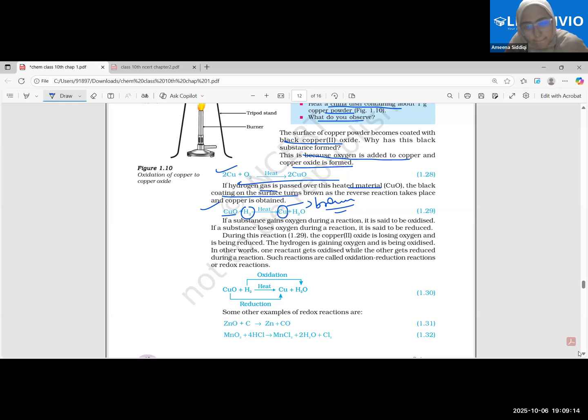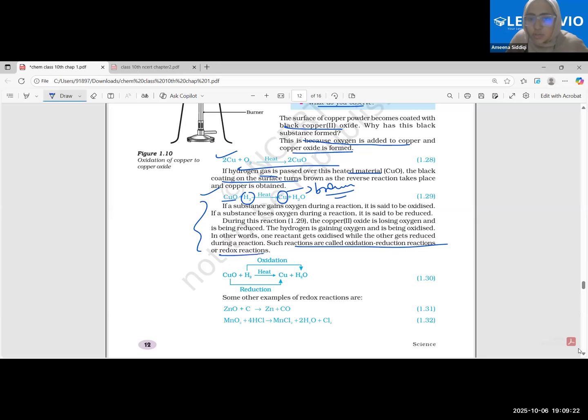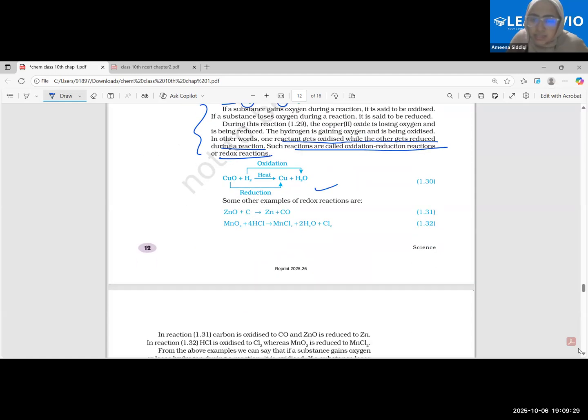Okay, fine. This I've already explained. There should be no confusion in this. Such reactions are called oxidation-reduction or redox reactions. One reactant gets oxidized while the other gets reduced during the reaction. Abdul, go through these examples. Any problem in these examples?